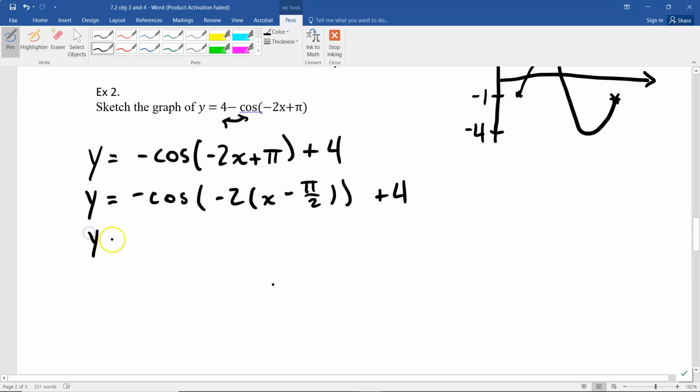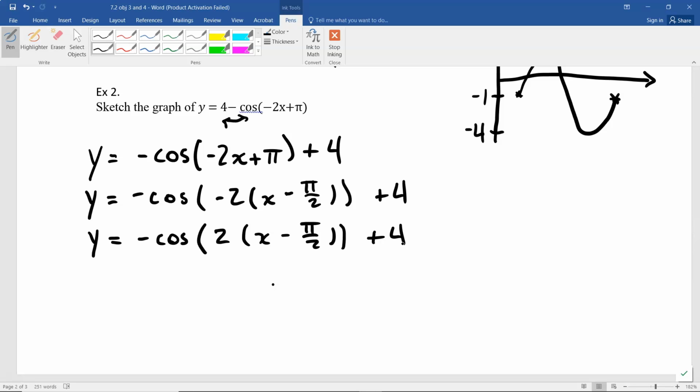So remember, cosine is even. So that means that negative just becomes a positive. So we have 2x minus pi over 2. Okay. So this is the last stage of the rewriting process. It looks how we want it to look. And now I'm going to pause my recording and give you a second to try to figure this out. And then in just a second, I'll tell you the answer. So go ahead and try to pause the video and solve it yourself, and then I'll talk about the answer.